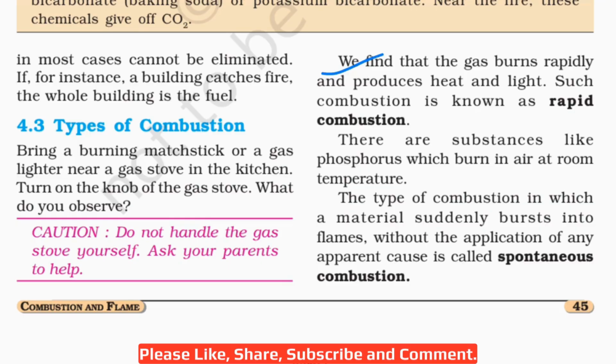Then if we talk about spontaneous combustion, it is a reaction which occurs on its own, without the help of any matchstick or gas lighter. It will start burning on its own. There are substances like phosphorus which burn in air at room temperature because they have a relatively low ignition temperature. The type of combustion in which a material suddenly bursts into flames without the application of any apparent cause is called spontaneous combustion. So there is no cause behind that combustion.